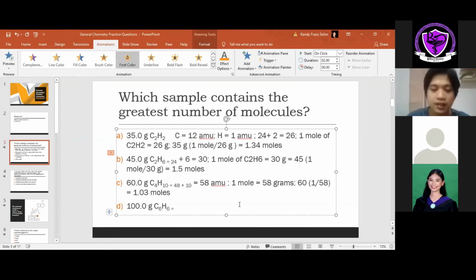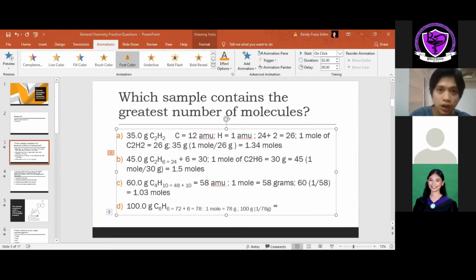Lastly, so dadaanan ko na lang ha, pero you get the process, ano? C6H6. 12 times 6 is 72. 72 plus 6 is equal to 78. Where 1 mole is equal to 78 grams of that substance. Therefore, 100 grams input into the factor, 1 over 78. Give us, yan, very good, may nagchat-chat. 0.78.